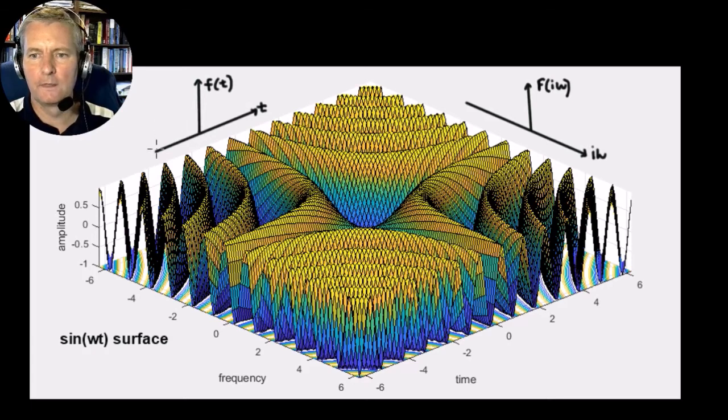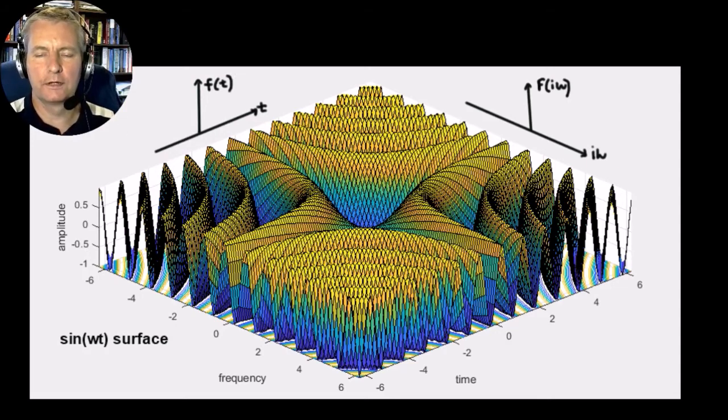So we would then modulate the sine omega t surface with that function, and then integrate along the time axis to give us our function of frequency. Or alternatively, for the inverse transform, we would modulate this surface with the function of frequency and then integrate along the frequency axis in order to give us our function of time.